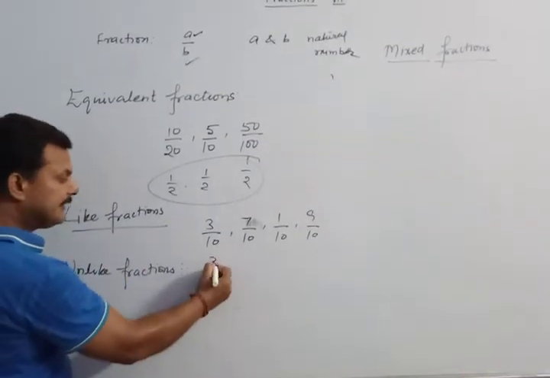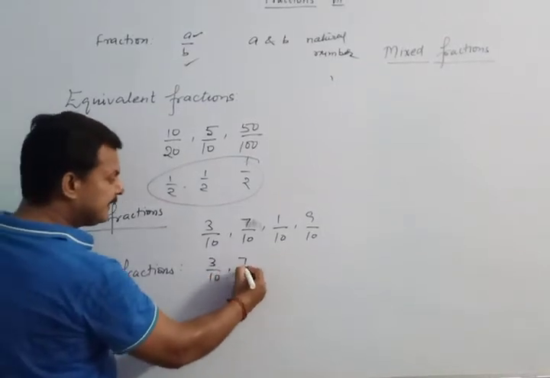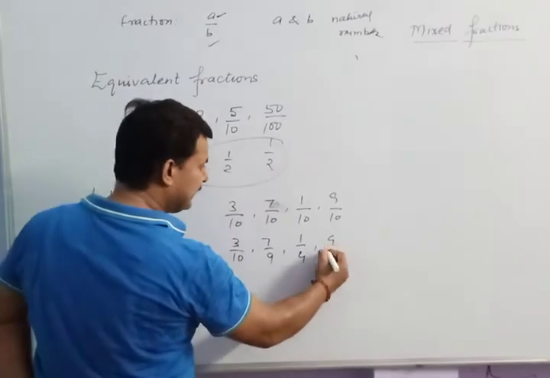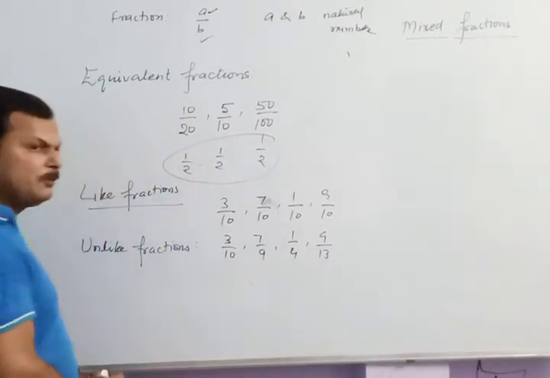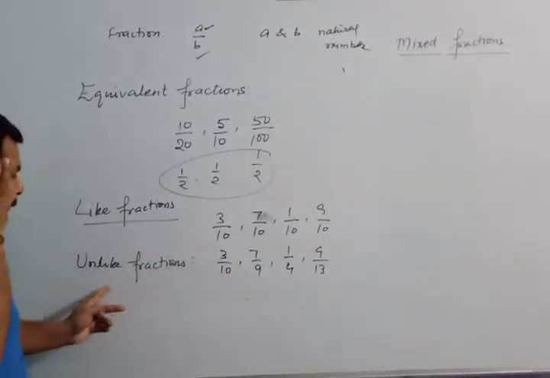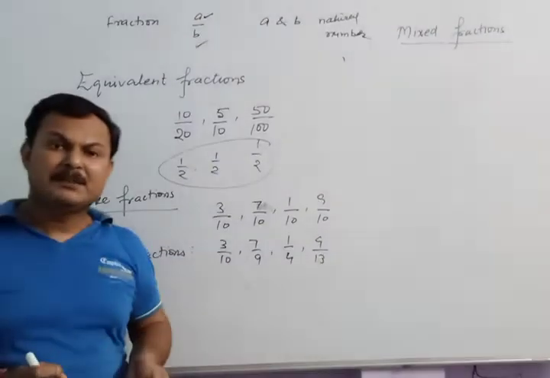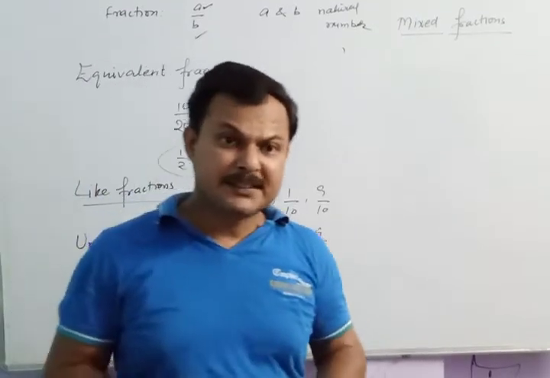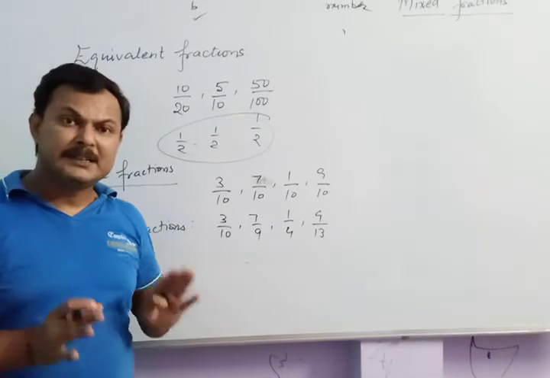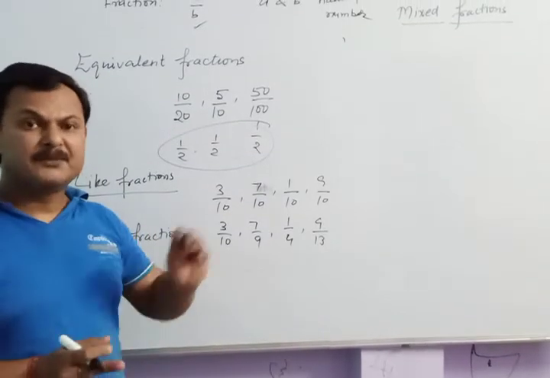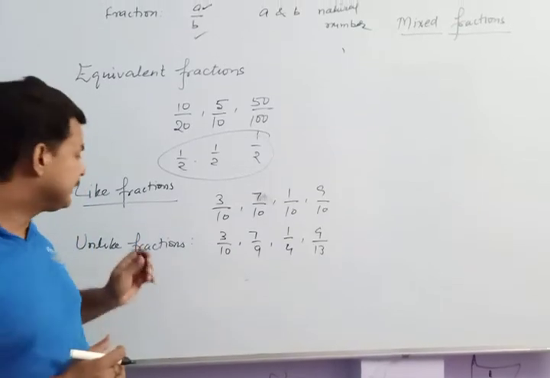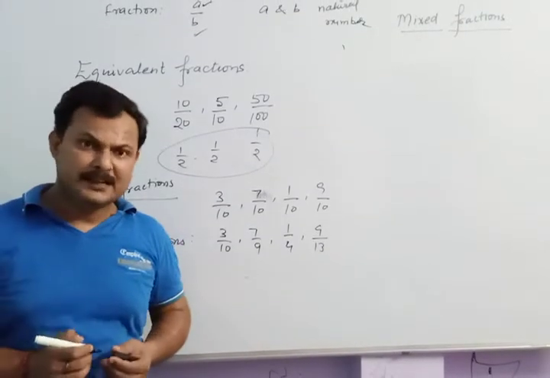For example, I have written 3 by 10. Here I have written 7 upon 9. Here I have written 1 by 4. Here I have written 9 by 30. I have written 4 fractions and all the denominators are different. These are an example of unlike fractions. So whenever you have to decide whether the given fractions are like or unlike, you have to stick with the denominator. If the denominators of the given fractions are the same, they are said to be like fractions. If denominators are different, they are said to be unlike fractions.